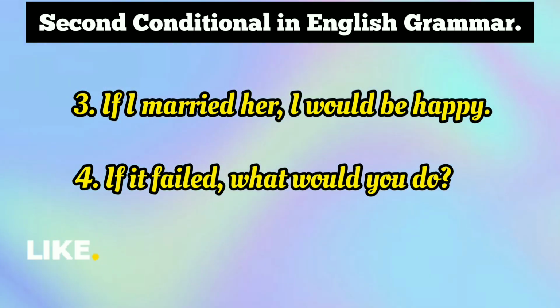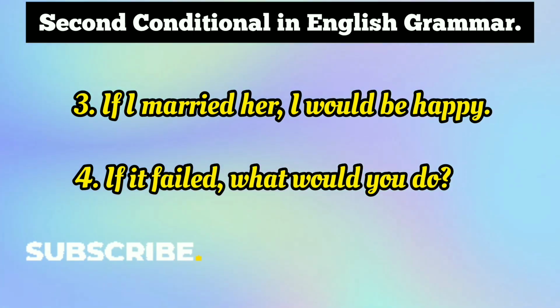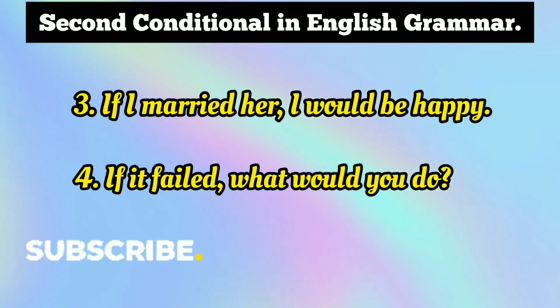Here also, if you see, if it failed, after if I'm using the past form, that is failed, and then in the second part I'm asking a question, what would you do? I'm using would, and obviously the simple present form of the verb to ask the question. So up next we are going to see some more examples.